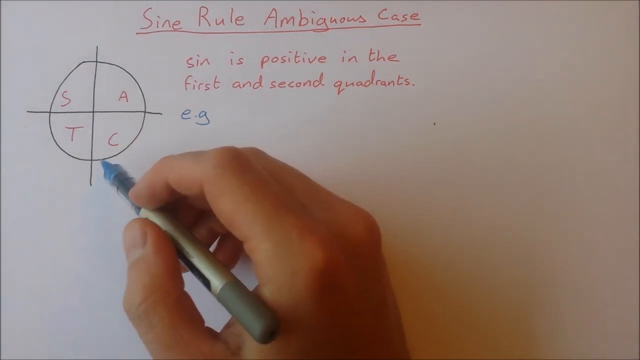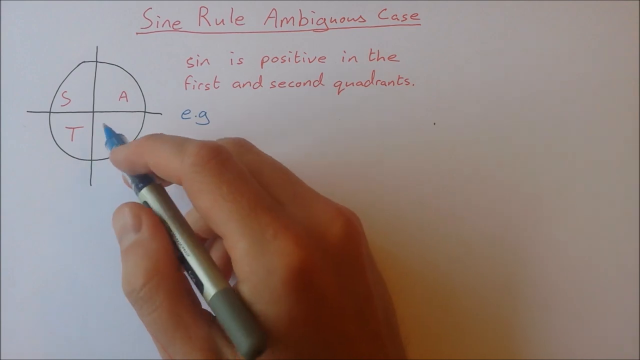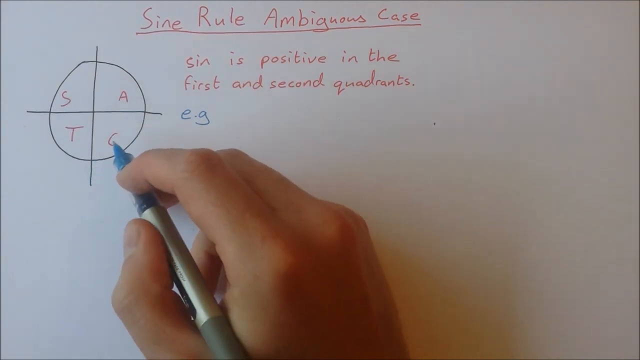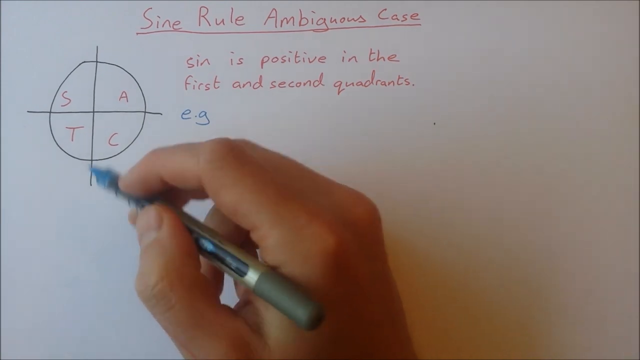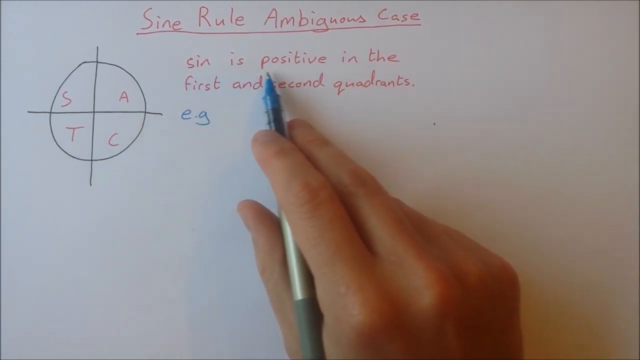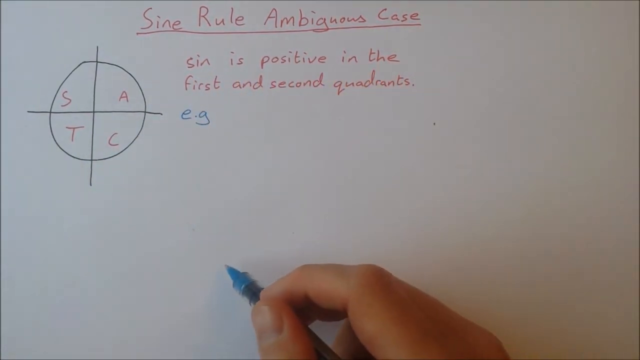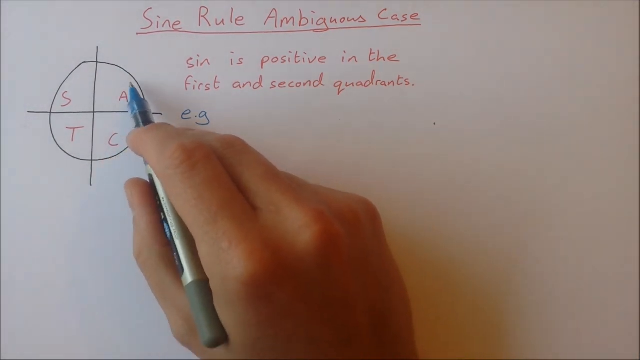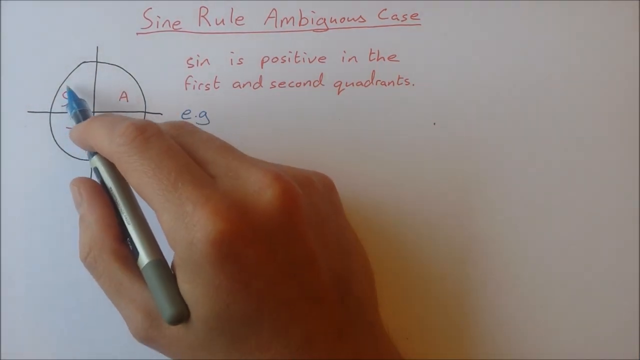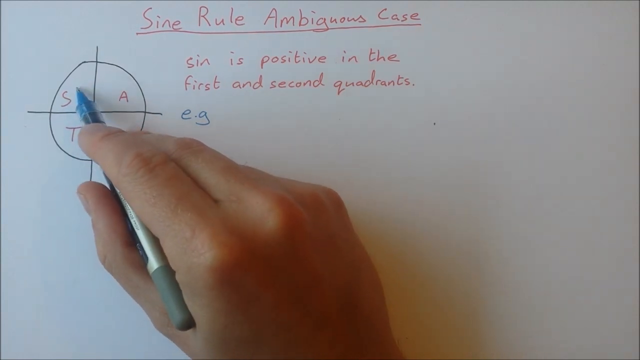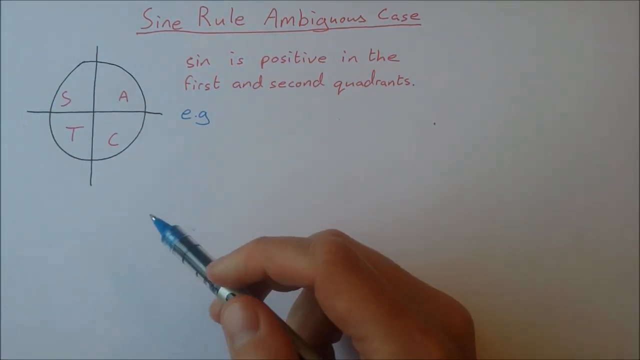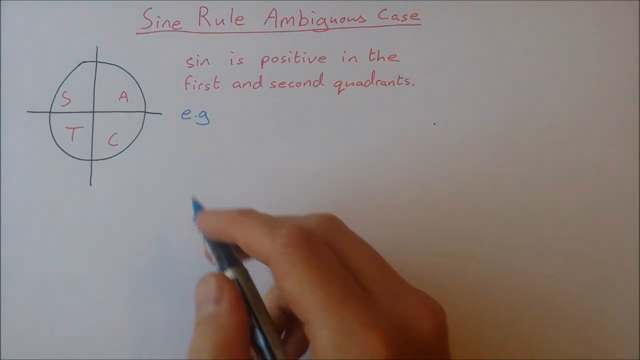This is just a quick sketch of the unit circle, and you see I've drawn in my CAST. So this is cosine, all, sine, tan. And sine is positive in the first and second quadrants. A means they're all positive here. S means sine is also positive here. So sine is positive here and here. Now, let's look at an example.